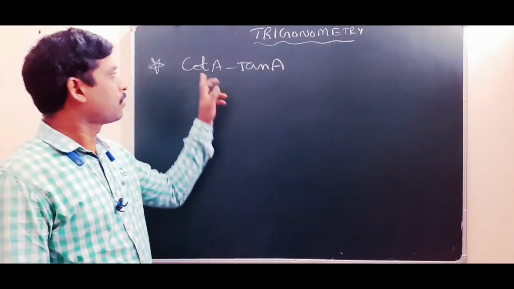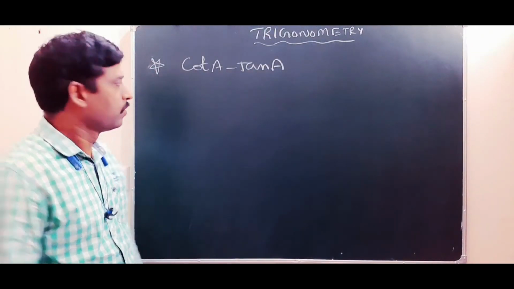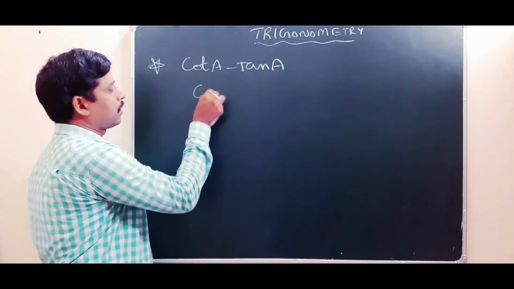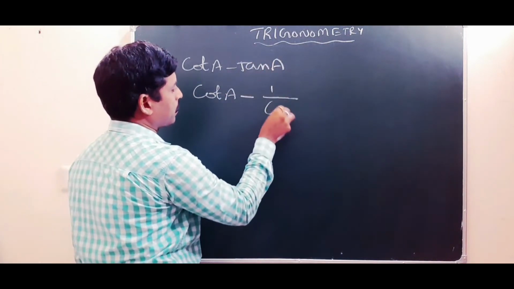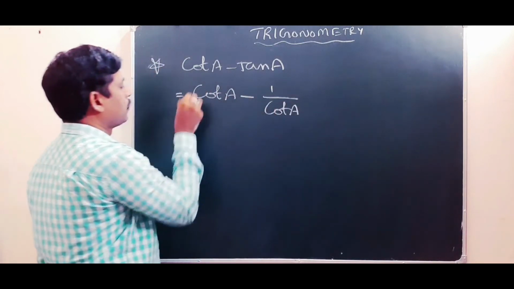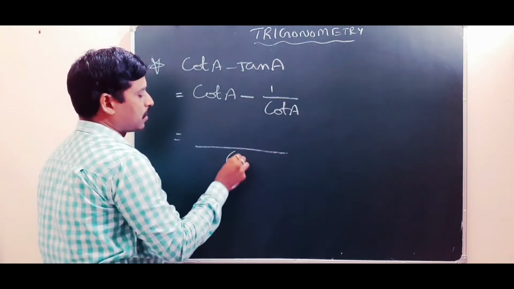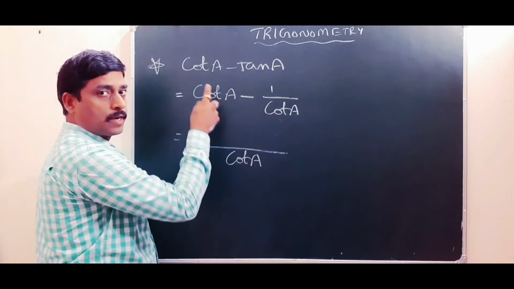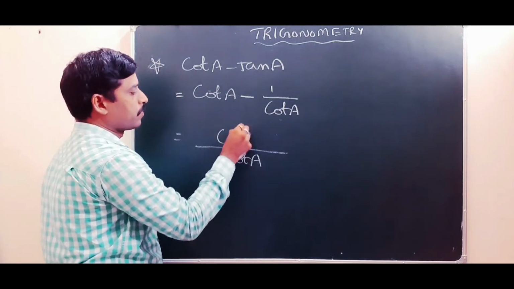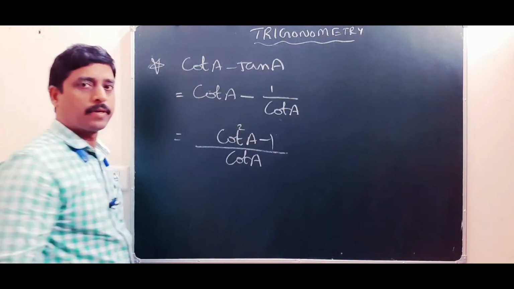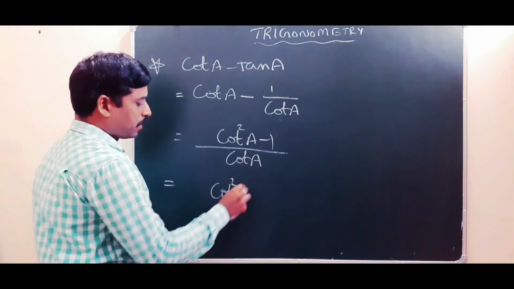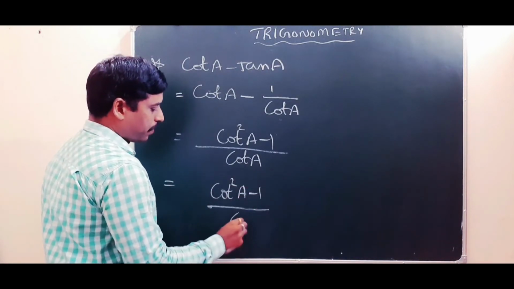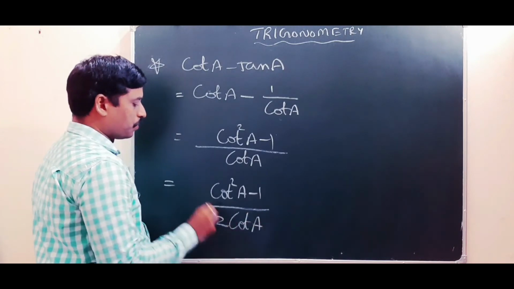Okay, now explain cot a minus tan a. Cot a minus tan a. The tan a formula is 1 by cot a. So let us do LCM. Cot a is the LCM. Cot a into cot a, cot square a minus 1. Okay, so write as it is (cot square a − 1) by cot a. So divide and multiply by 2.